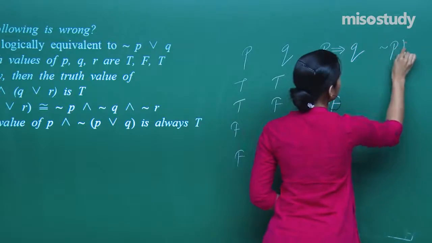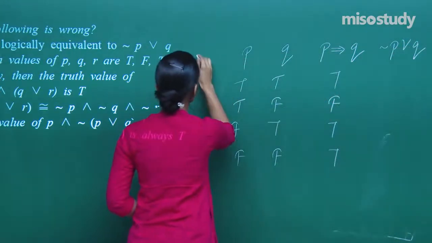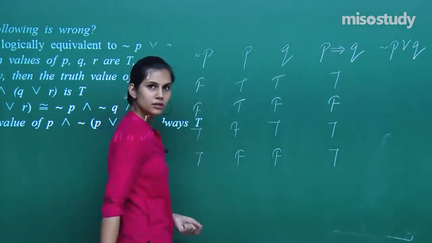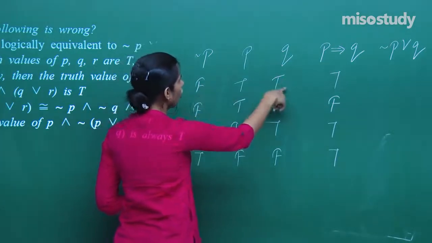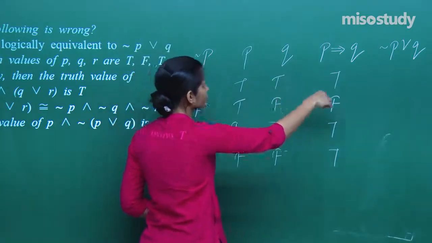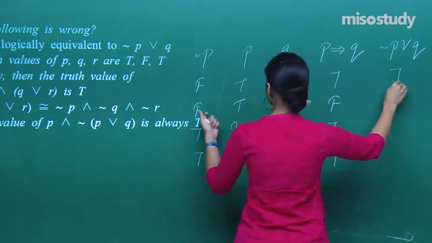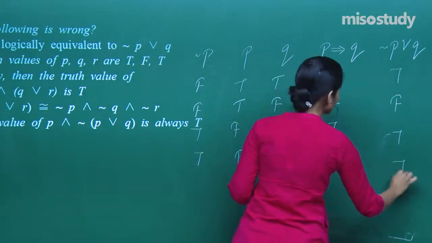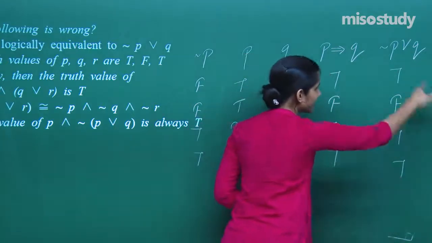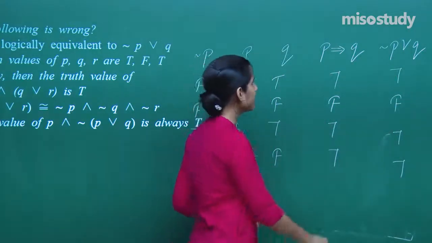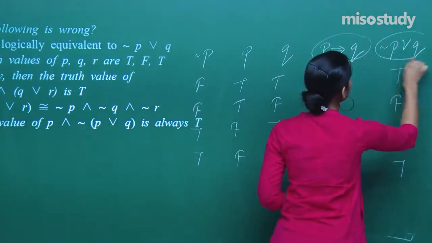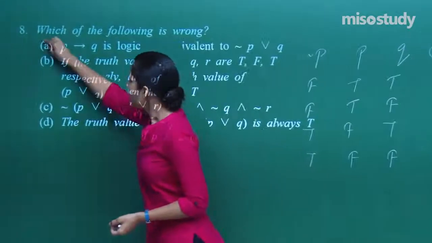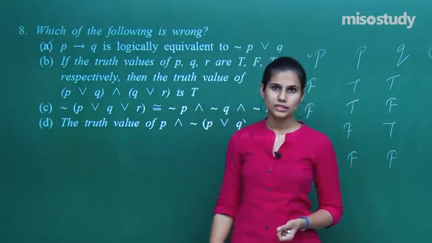And then you have not P or Q. What is not P? It will be false, false, true, true. Not P or Q is true if either one of them is true. So this is true. Then false, false. Both are false, so false. True, true. So true, one is true, so again true. You can see this is exactly the same. The truth values are exactly the same, and therefore both these are logically equivalent. So first is right, and therefore for me it is wrong. For this question it is wrong.